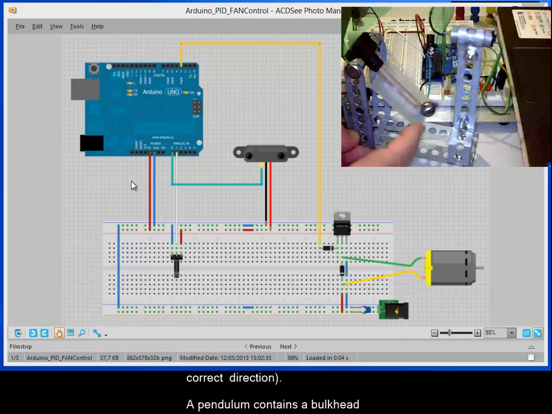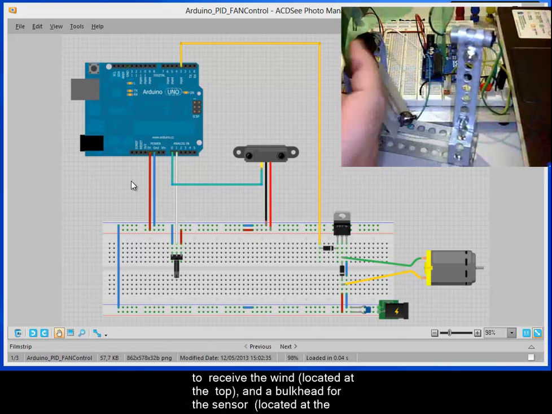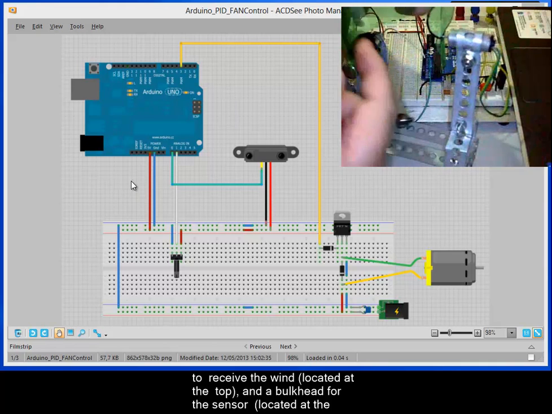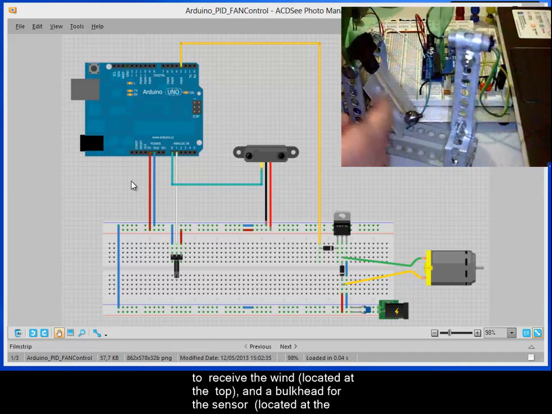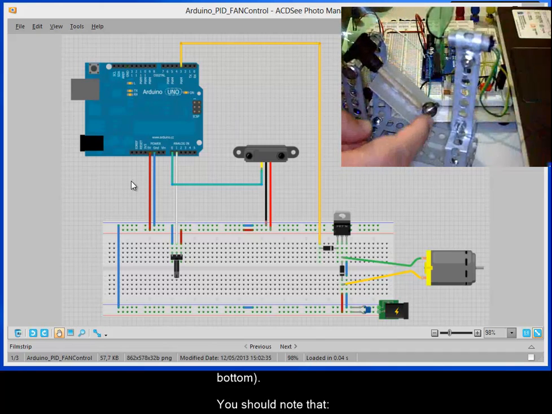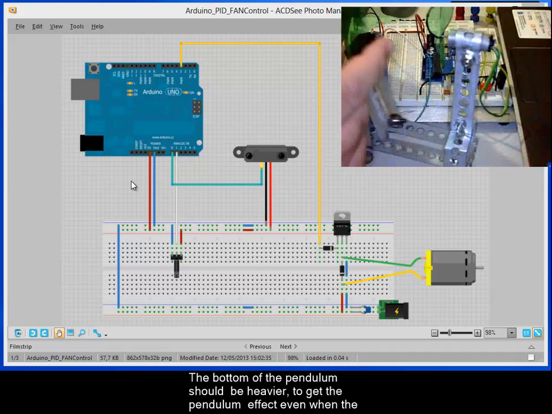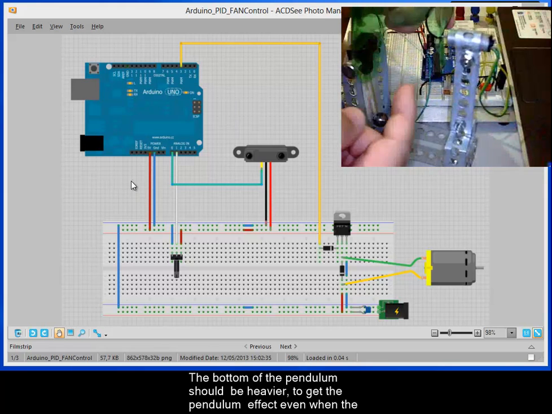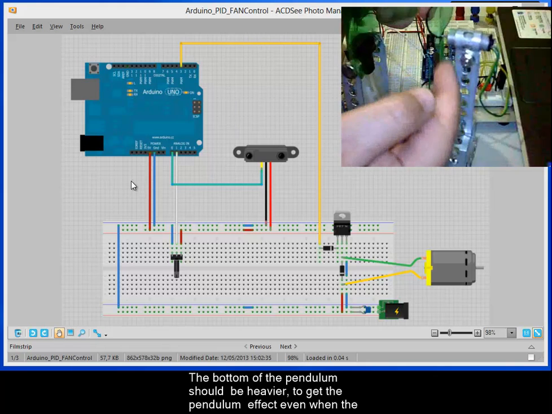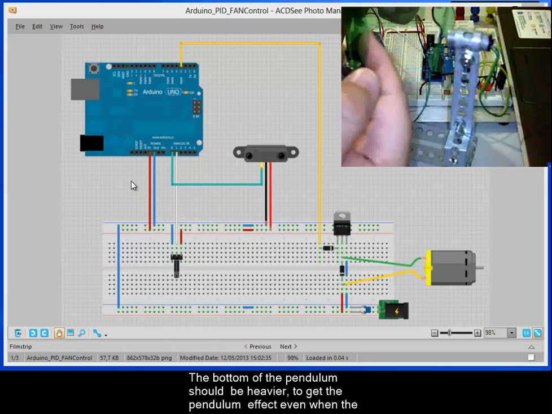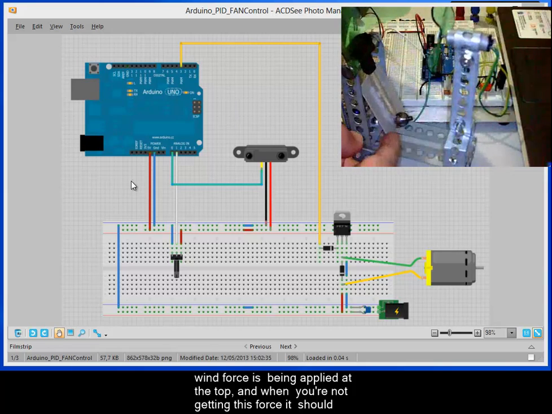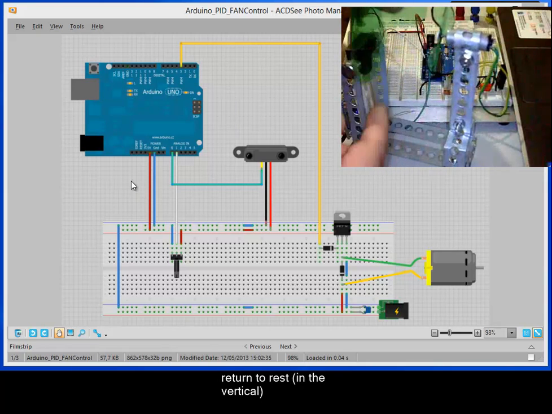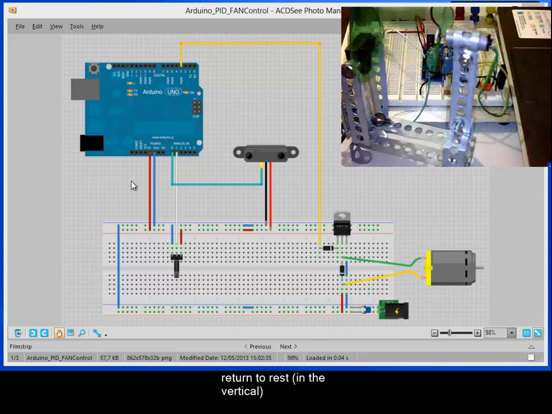A pendulum contains a bulkhead to receive the wind, located at the top, and a bulkhead for the sensor, located at the bottom. You should note that the bottom of the pendulum should be heavier to get the pendulum effect when the wind force is being applied to the top. And when you are not getting this force, it should return to rest in the vertical position.